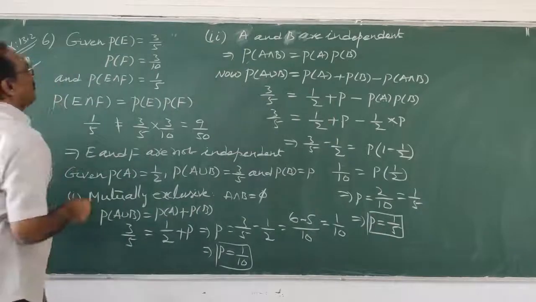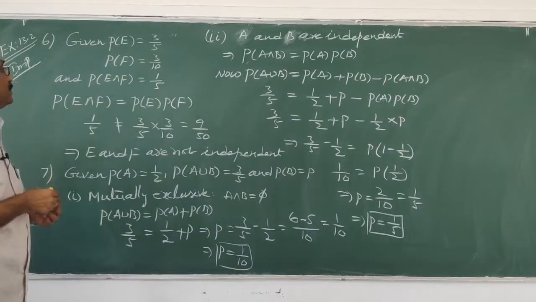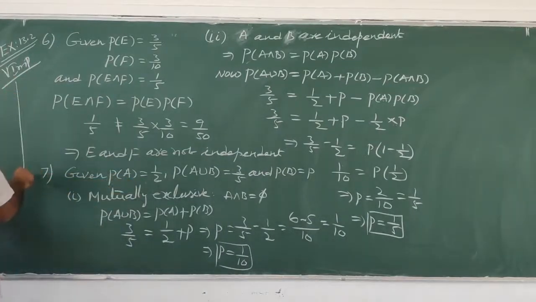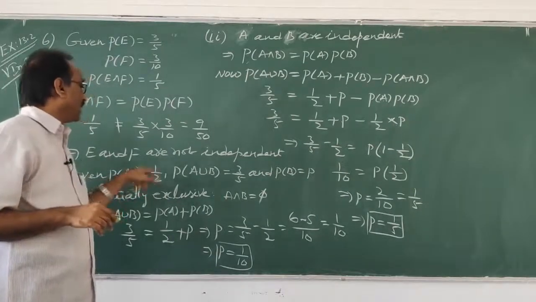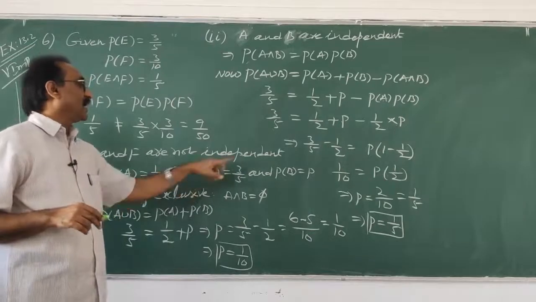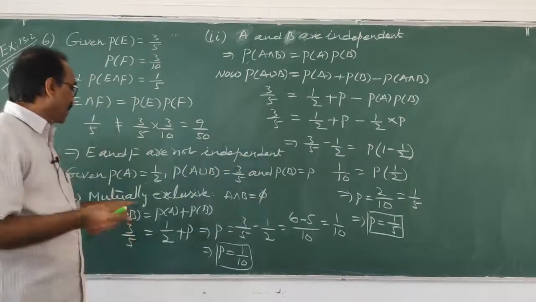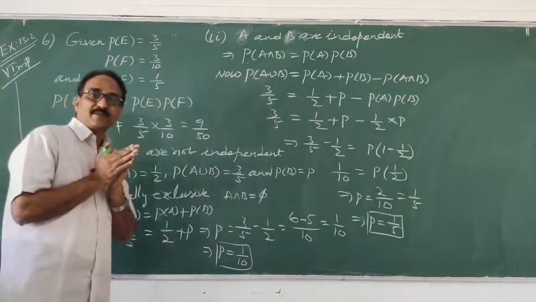So what happened now? He has given P of E. This 7th problem is very important. He has given P of A, he has given P of A union B, and is asking P in 2 conditions. Number 1, if they are mutually exclusive. Number 2, if they are independent. So two things in our mind must be there.